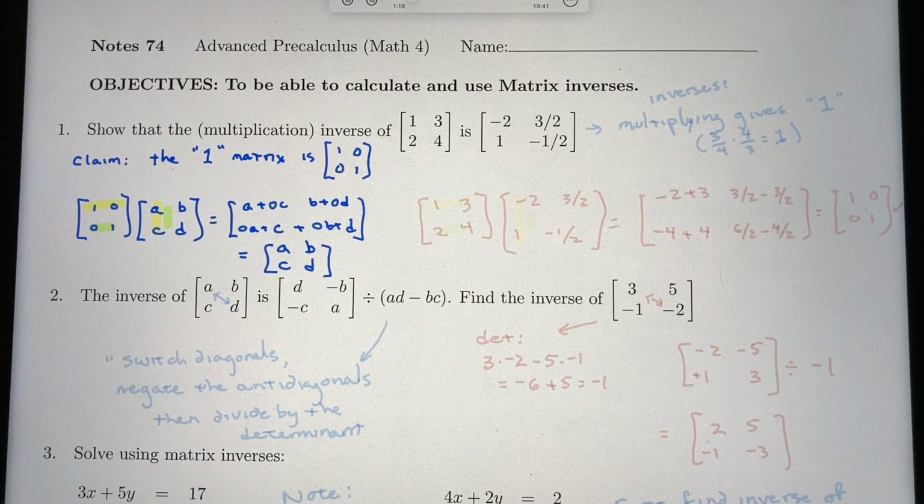So to show that two things are inverses, we want to get the identity matrix when we multiply, right? Just like the multiplication inverse of 3/4, for instance, gets me the multiplication one. Okay, so let's multiply these two things together.